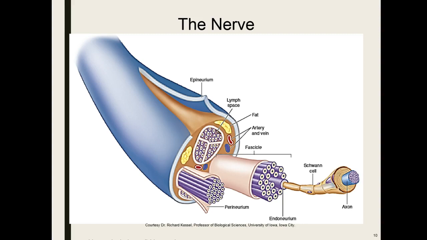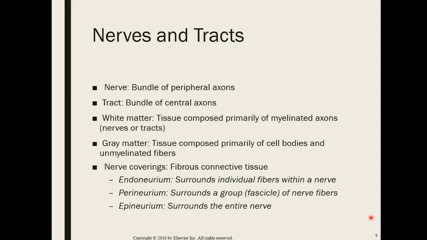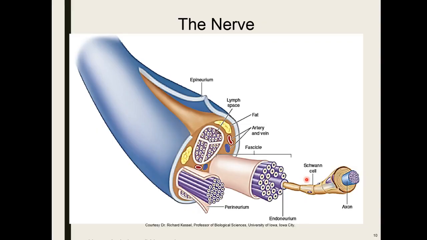So you can see here how the nerve is kind of built upon each other. So you have your individual fiber. We're going to have the endoneurium around that. So here's your individual fiber surrounded by the endoneurium. Groups of those fibers are going to form fascicles, which are surrounded by the perineurium, and then groups of fascicles are going to create the nerve as a whole, which is surrounded by the epineurium.